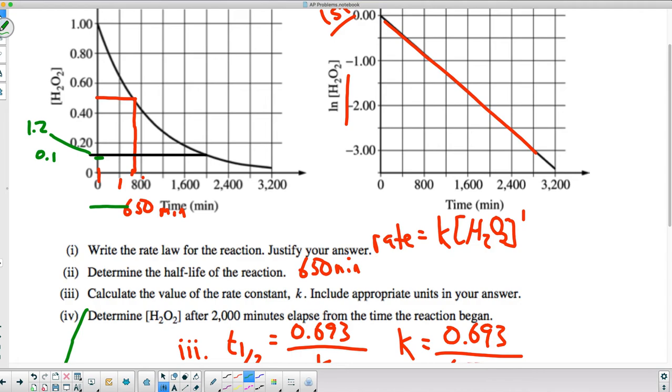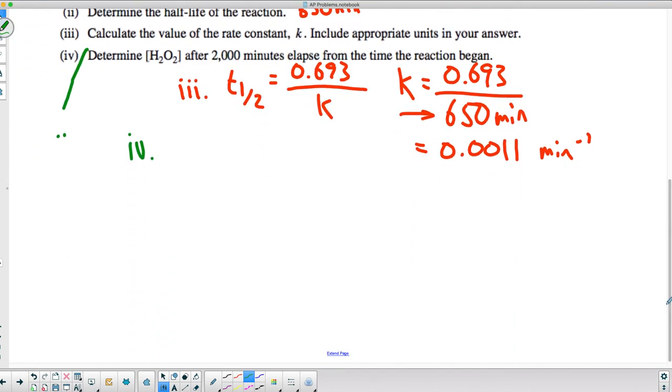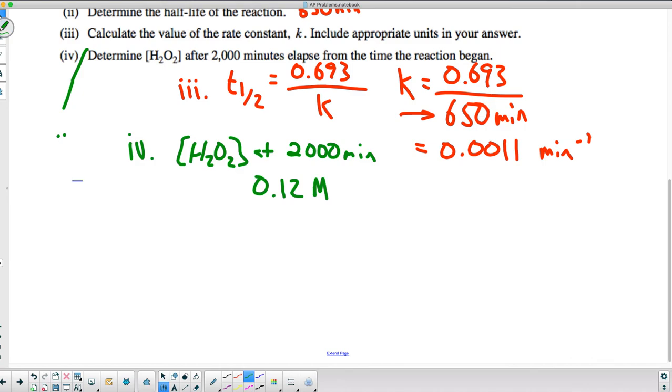Halfway mark, 0.1. The line, 0.12. So I'm going to estimate that. That's a clear estimation. Let's go back down. So the concentration at 2,000 minutes, you can use the graph to do this. It looks like it would be 0.12 molar. Okay, completely from the graph. That's completely from the graph.